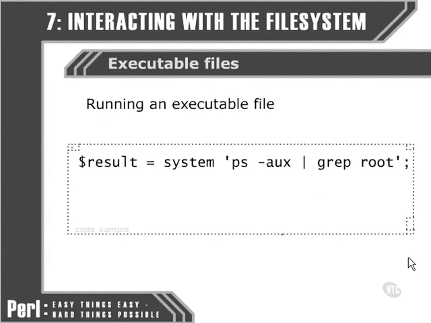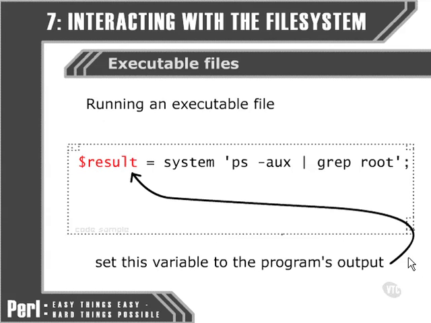Once again, Perl doesn't care about the syntax of the argument that's been given to the system function. It's the operating system that will deal with it. What's different about this line is that we're actually setting a scalar variable, and we're giving it the value that's returned by the system function. So the result scalar variable will now contain a string with all of the processes that were found when that particular system function was executed.